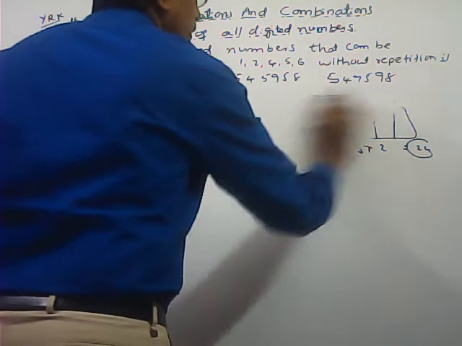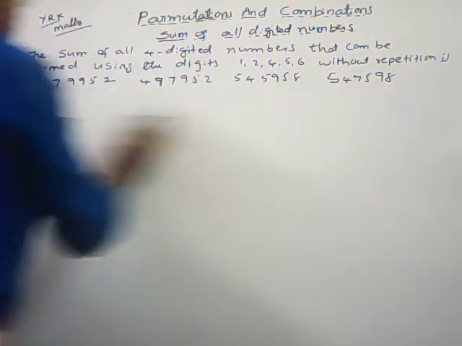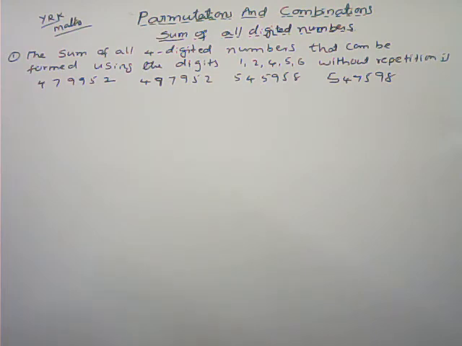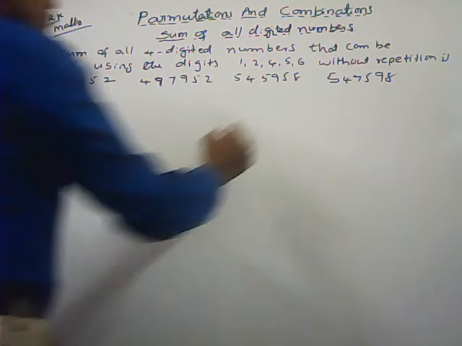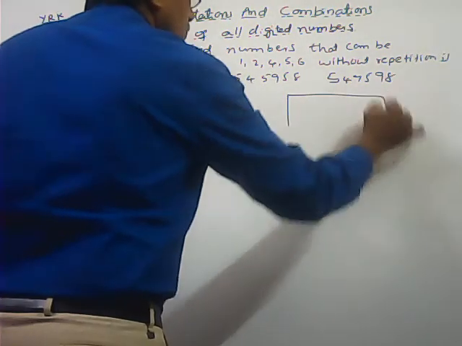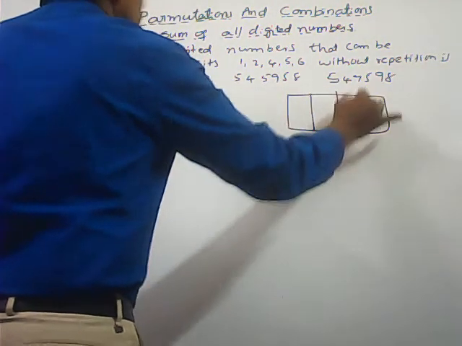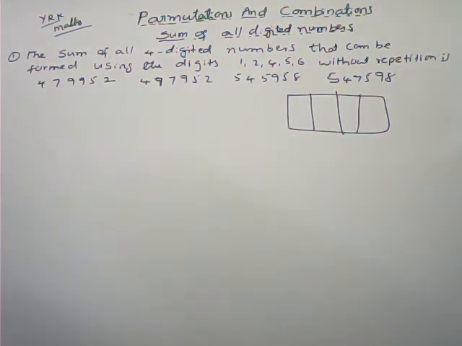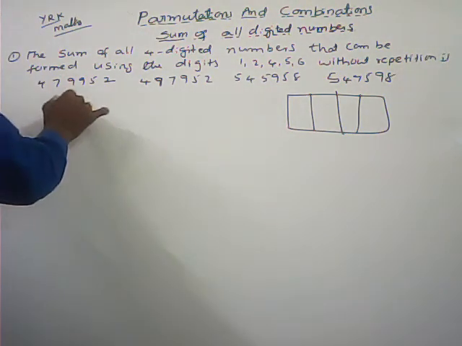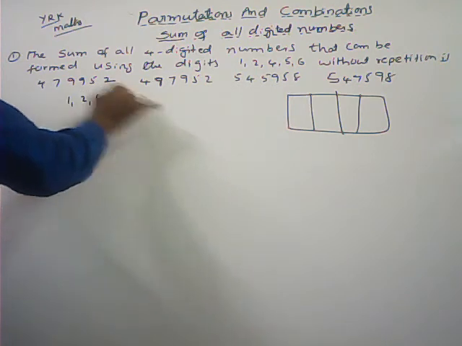See how to get it without using the formula only. I am going to say here, and different model questions also we can discuss here. Now, for example, here we want 4-digit numbers, and what are the digits given here? 1, 2, 4, 5, 6.